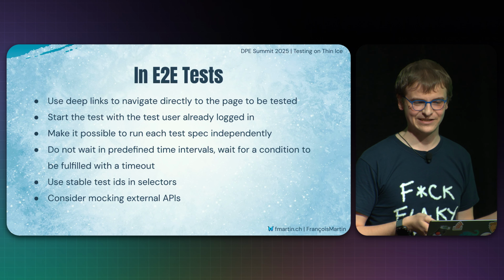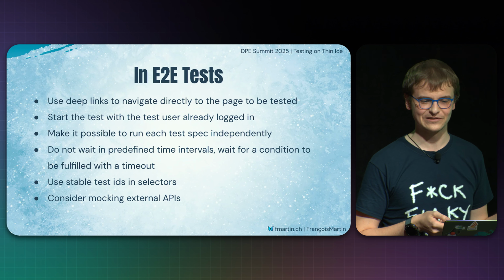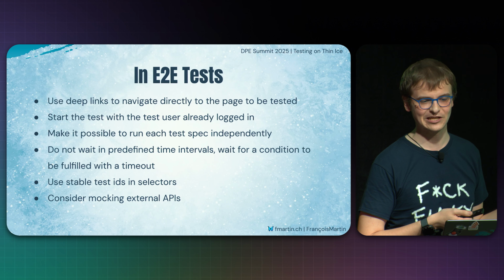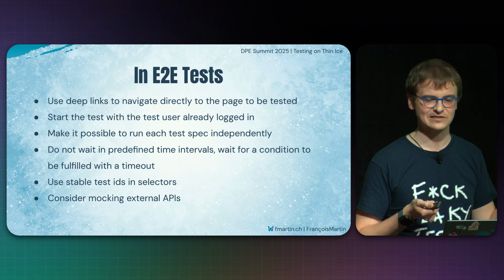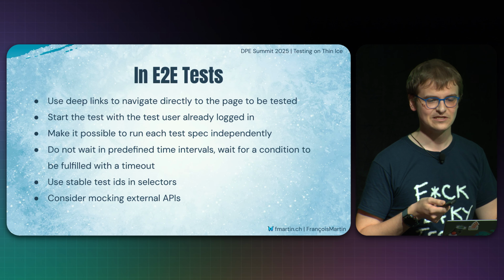And also consider mocking external APIs. So for example, if you have multiple test environments that are available, it makes sense that in the earliest environments, you mock the endpoints. And in this way, the tests run much quicker. And of course, they're much more stable because if one of the APIs has some issues, then they won't fail because of that. Then maybe in the later stages, you could consider not mocking them.